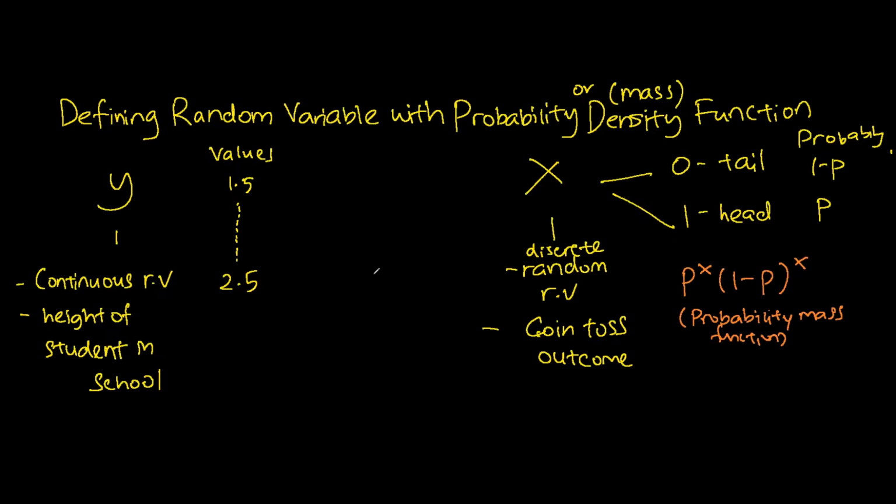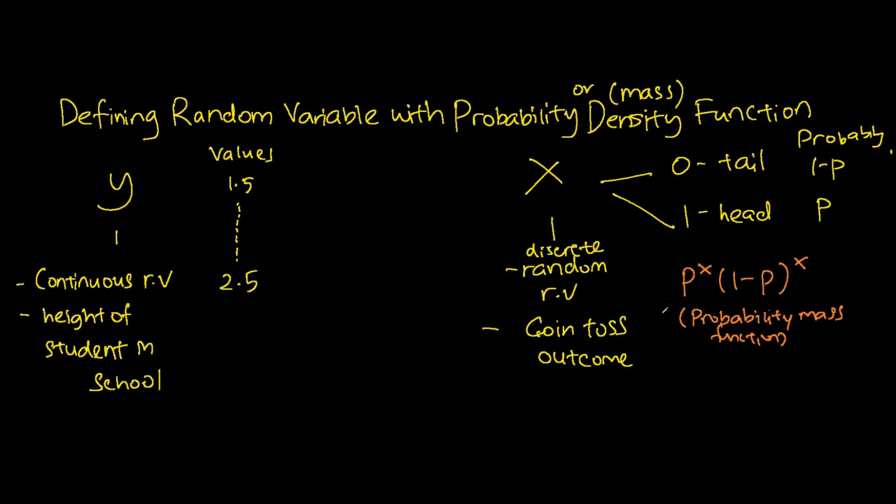In this video, I'm going to talk about defining a random variable with a probability density function or probability mass function. In the previous videos, if you have watched, I talked about a discrete random variable x, which represents the coin toss outcome, whereby x equals 1 if the coin toss outcome is head, and x equals 0 if the outcome is tail, with the probability of getting a head being p, and the probability of getting a tail being 1 minus p. The sum of these two probabilities is actually 1.